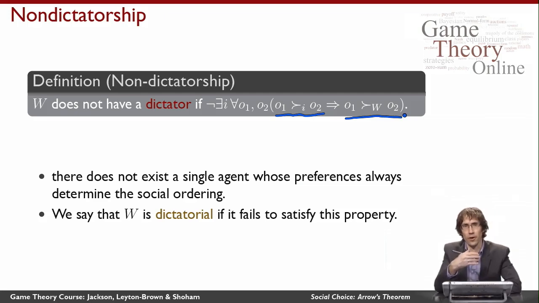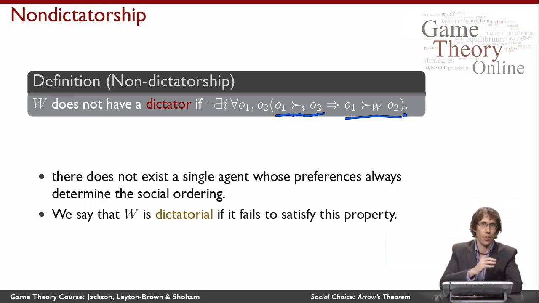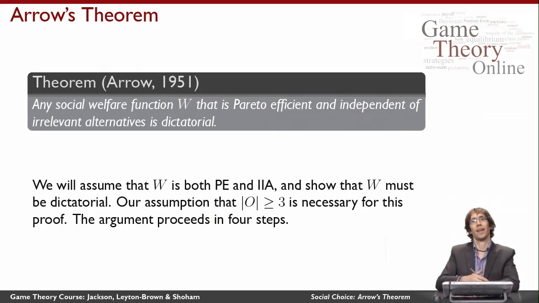A social welfare function, if it has a dictator, is a function that listens only to one of its inputs, ignores the preferences of everybody else, and simply spits out the one preference ordering that comes from the one dictatorial agent. Okay, having said all of these definitions, we're now ready to formally define Arrow's theorem. So what we can say is any social welfare function W that is Pareto efficient and independent of irrelevant alternatives is dictatorial.